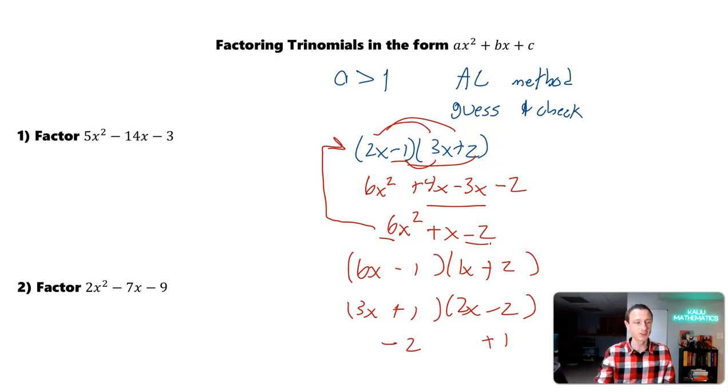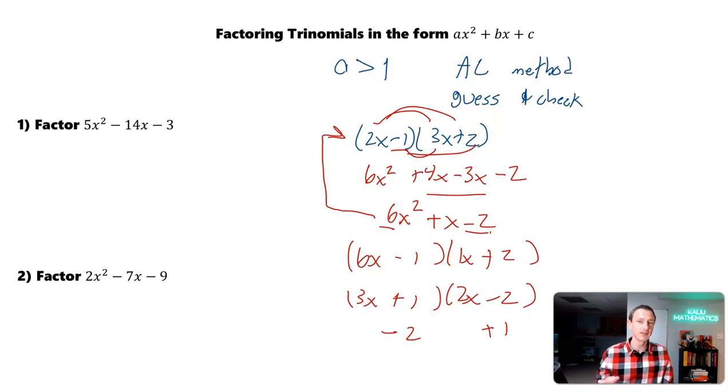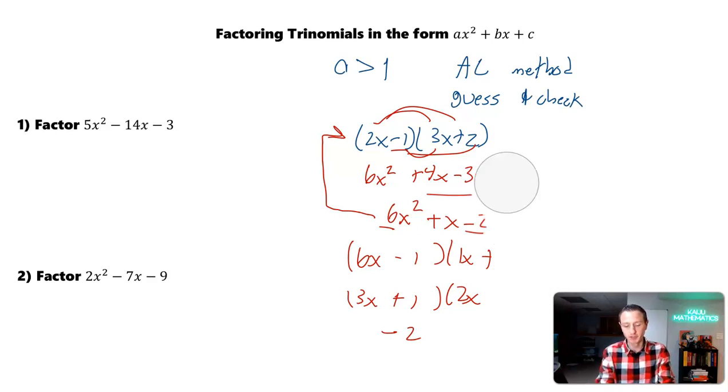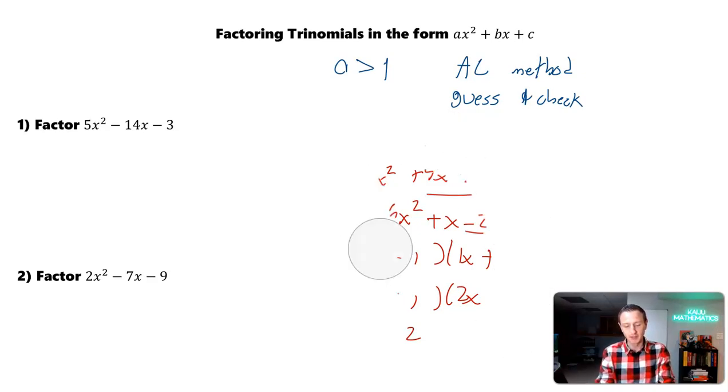The guess and check method can get pretty, I don't know the correct word for it, pretty unbounded, where you could really go down a lot of different paths and maybe waste a lot of time. So that's the guess and check method. I'll use the guess and check method just to show you there are certain scenarios where it would be a pretty good method to use. But like I said, I'm going to use the AC method.